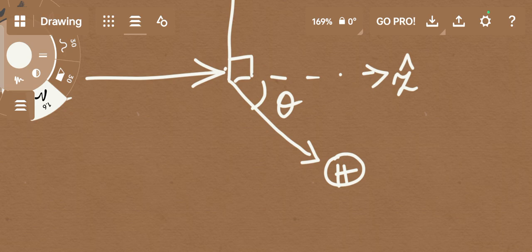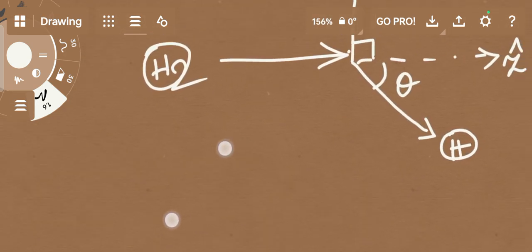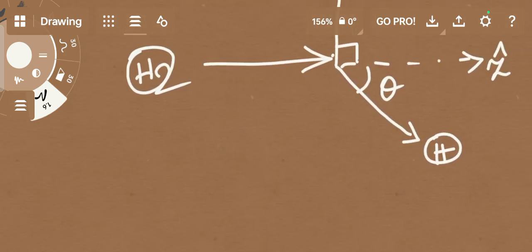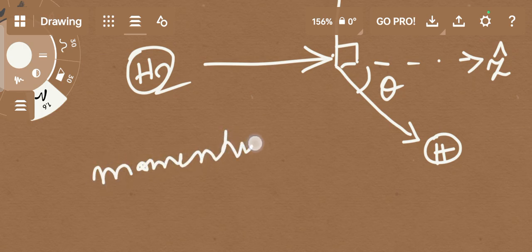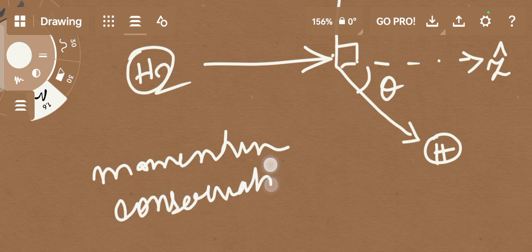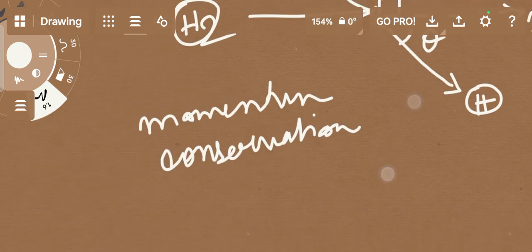Now the first thing that we need to do is apply momentum conservation. This is exactly the way we solve Compton scattering. If you don't know the theory, just check it on Wikipedia or write in the comments, and I would explain it in a video.